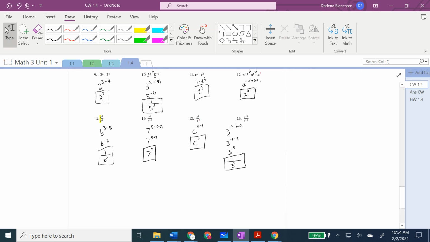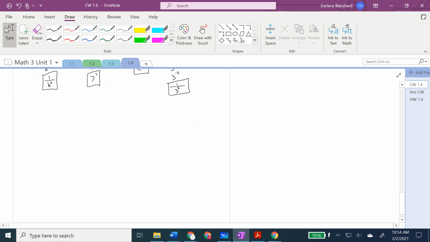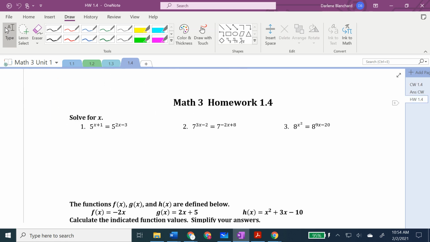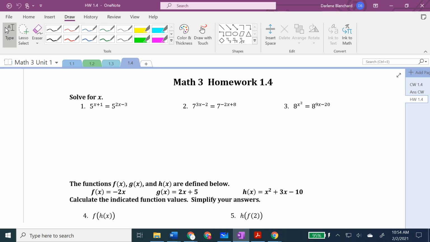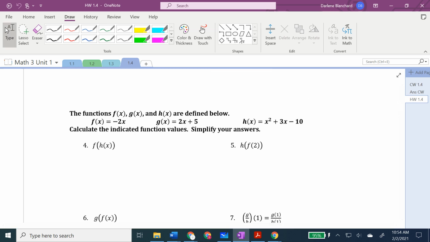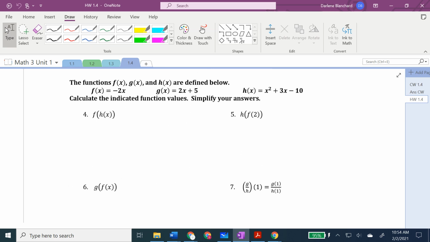Okay, so that's everything that we need for today. And you can feel free to go. I just want to point out for your homework, we have that first type of problem that I showed you where you just set the exponents equal. We've got some function composition problems.